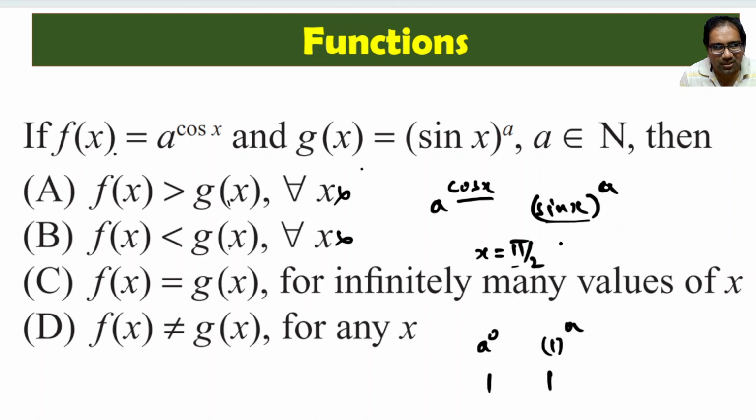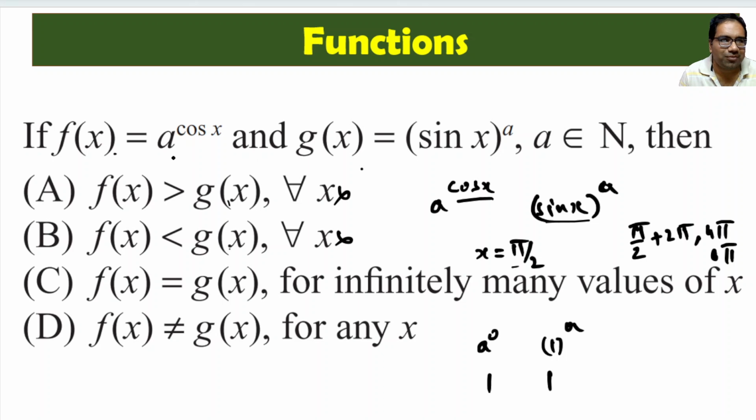What does that mean? Cos x and sin x are periodic functions. For every pi by 2 plus another 2 pi, 4 pi, 6 pi, whatever, you will still have cos x as 0 and sin x as 1, because these two are periodic functions. So we will still get the same result, a power 0, 1 power a. So there are actually infinitely many values of x. What are those? All pi by 2 plus multiples of 2 pi. For all of those cases, these two are equal.